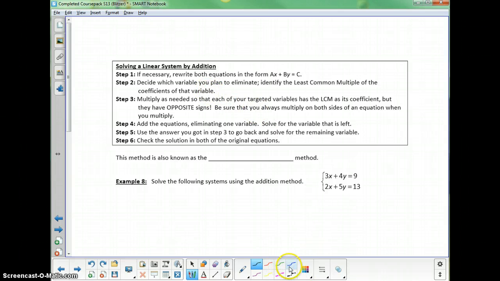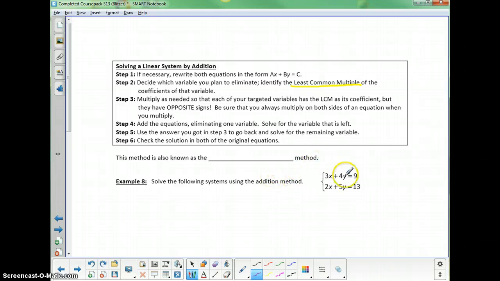Now you may have been wondering how I did that last time. So to decide what variable to eliminate, I'm going to look at the least common multiple. That's what I did when I looked at the coefficients. I looked for the least common multiple and choose which one to get rid of. Okay, so let me think about that here.